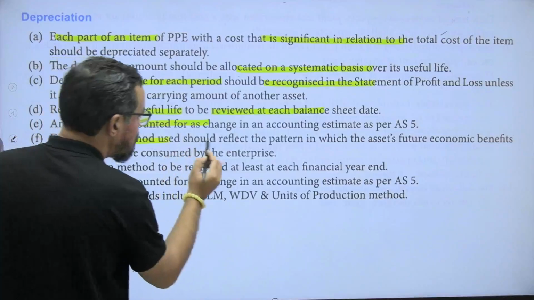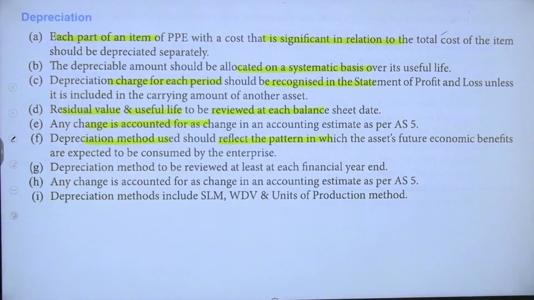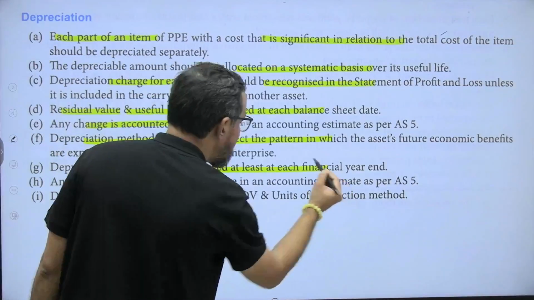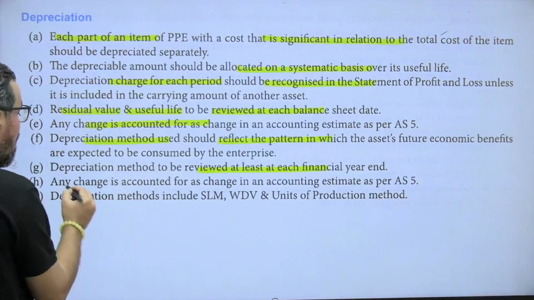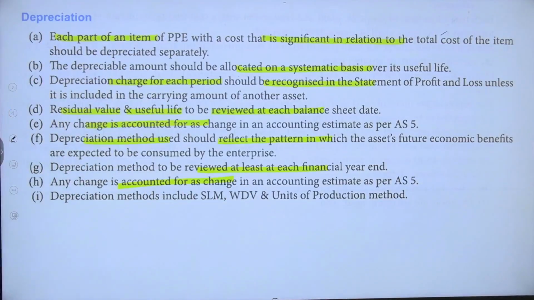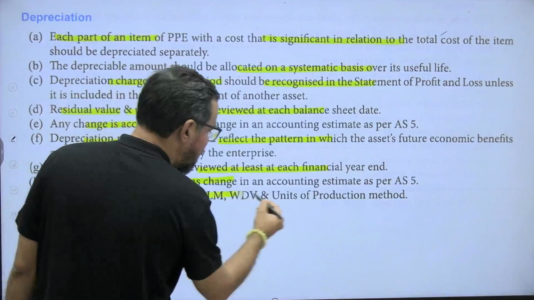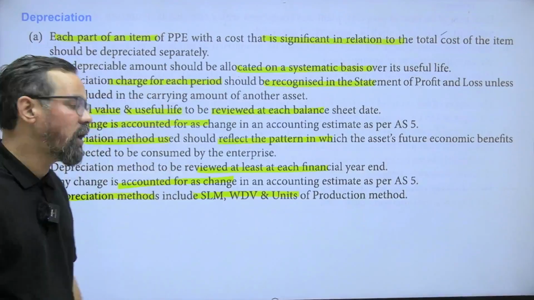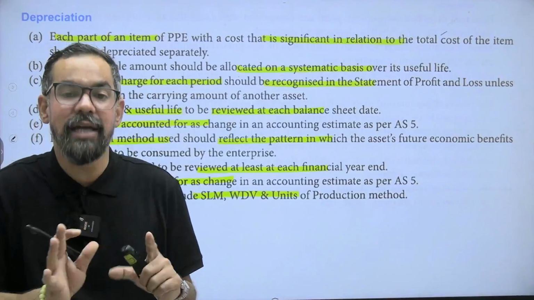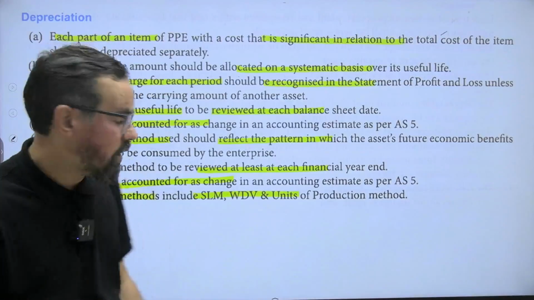Depreciation method should reflect the pattern in which the asset's future economic benefits are expected to be consumed. Depreciation method to be reviewed at least at each financial year. Any change is accounted for as a change in accounting estimate, so you have to deal with it as a prior period item under Accounting Standard 5. Depreciation methods include the straight line method, written down value method, and unit of production method. So this is as per the requirements of the accounting standards and Indian Accounting Standards.